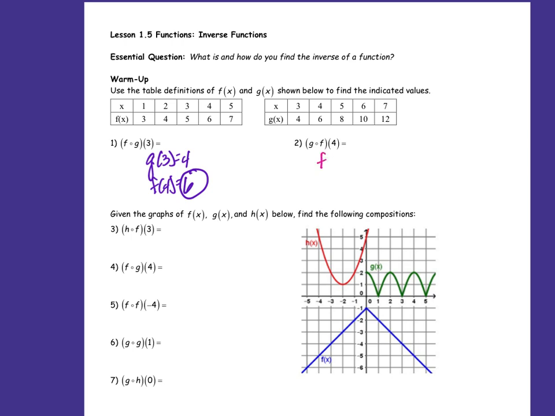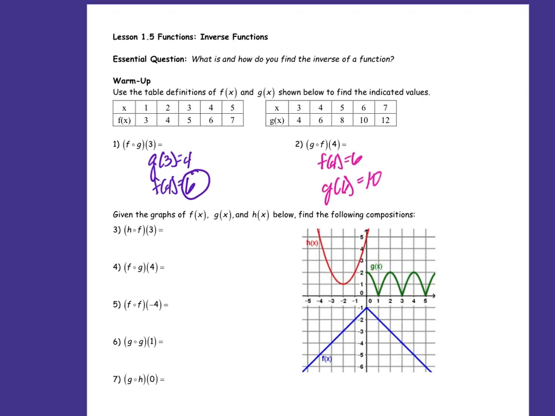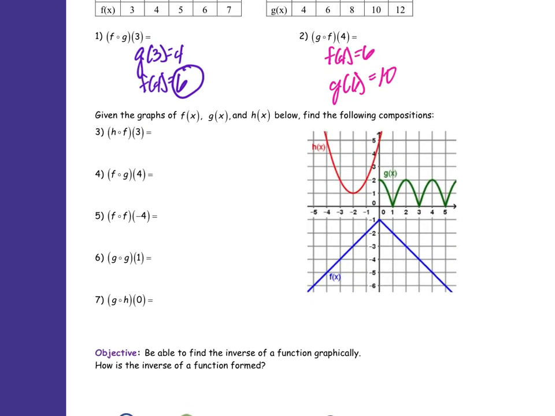So I want to find f of 4, which we already know is 6, just because we just found that one. And then we want to find g of 6, and g of 6 is 10. Okay? Then I'm going to slide up so the graph is a little bigger.